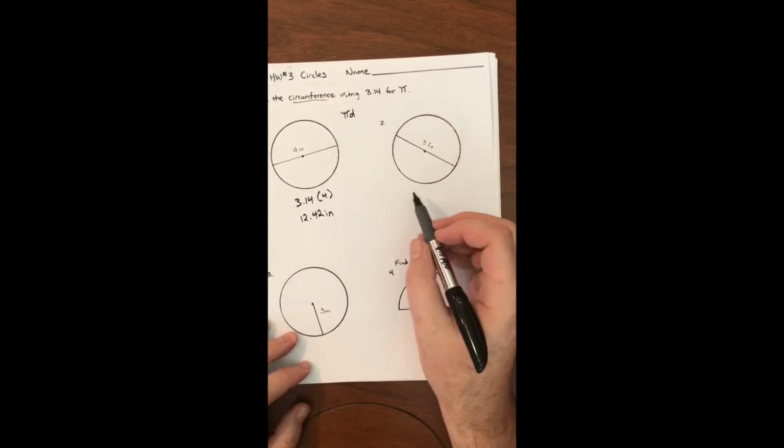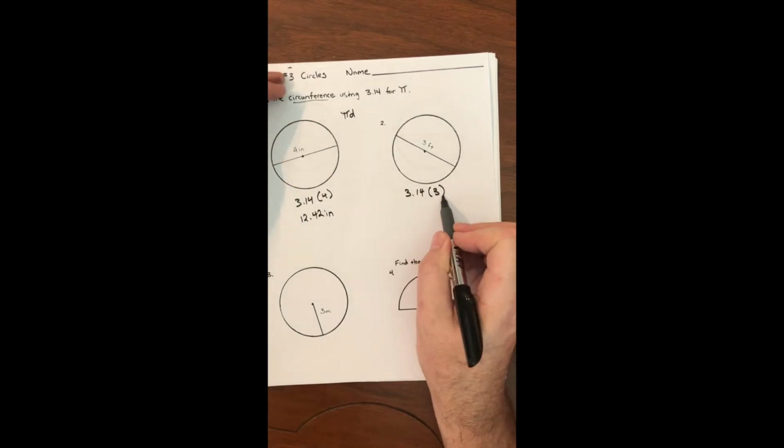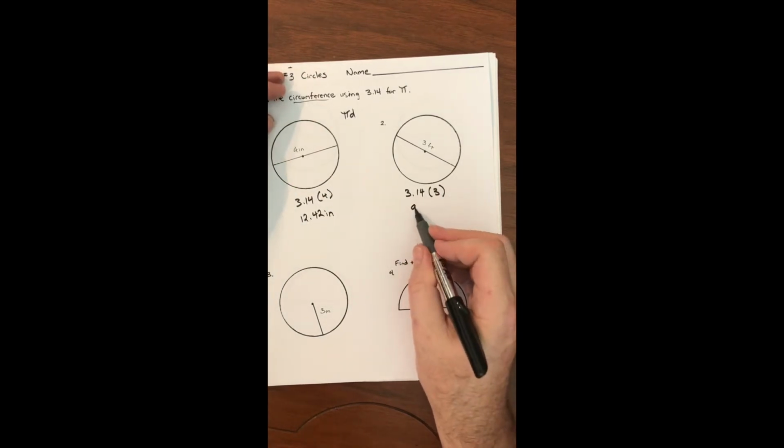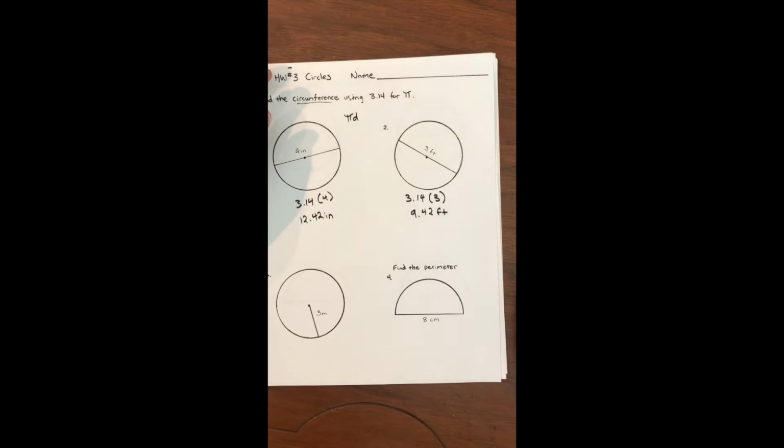Now I've got a diameter of 3 feet, so 3.14 times 3. 3 times 3.14 is 9.42 feet.